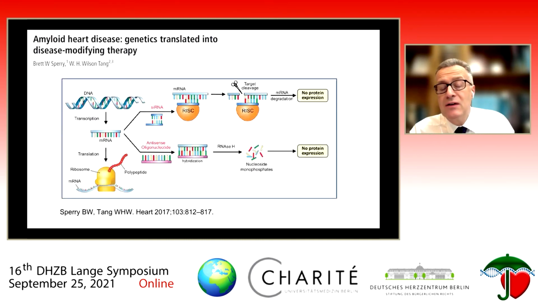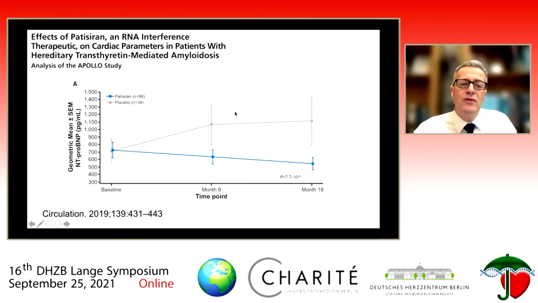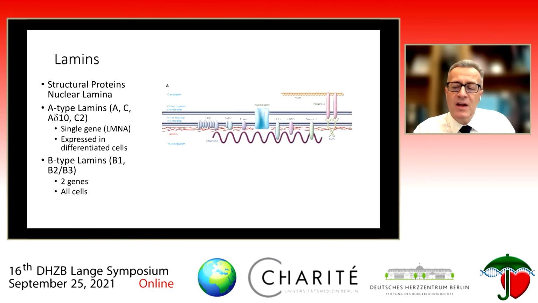And we also now have RNA therapies, whether it be silencing RNA technologies or antisense oligonucleotides, which again can knock down production of TTR and improve neuropathy and almost certainly cardiomyopathy. Even for the structural genes, there's now intense interest in development of therapies.